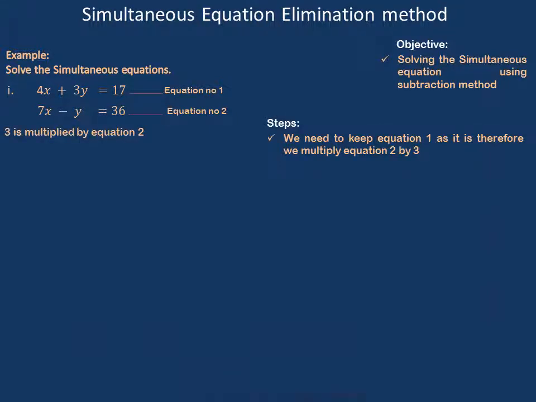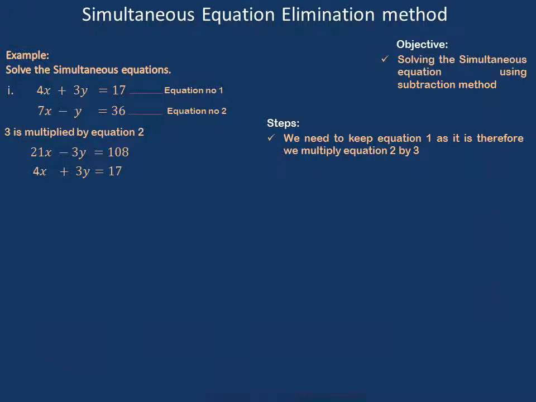Now taking that approach, we're going to multiply it, and once you multiply it, you're going to have 21x minus 3y is equal to 108. We're not going to go into details, so I presume that you have the ability to do that by yourself. Now we're going to bring down our equation number 1.